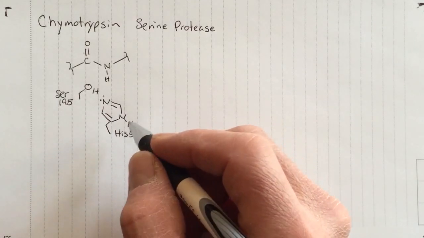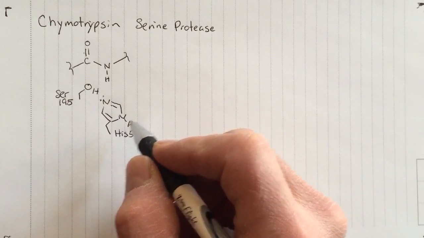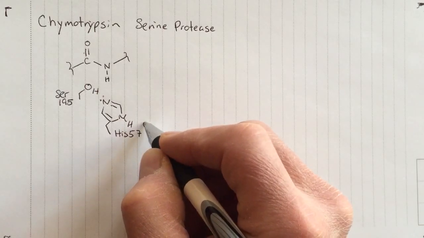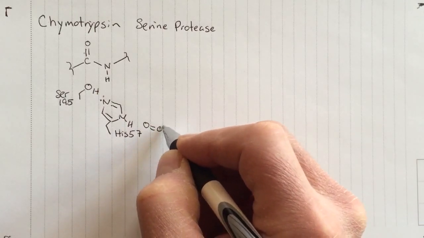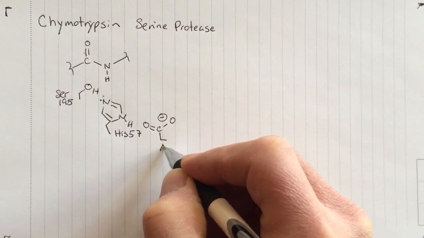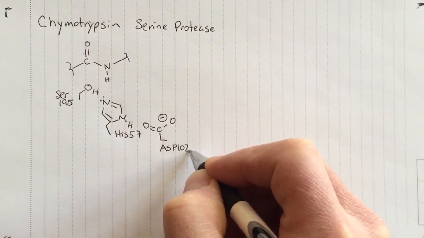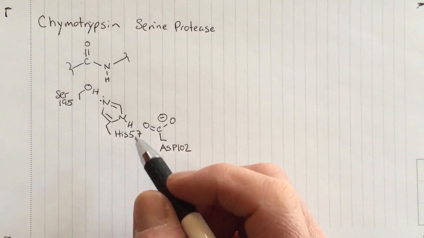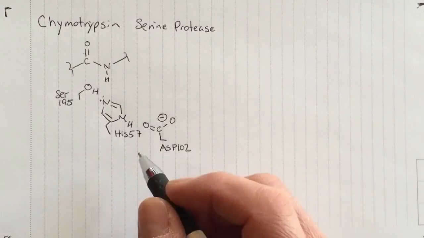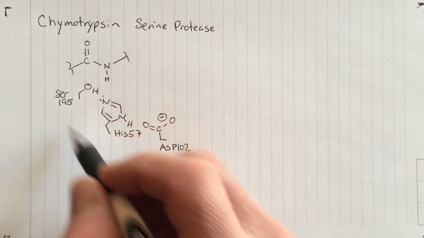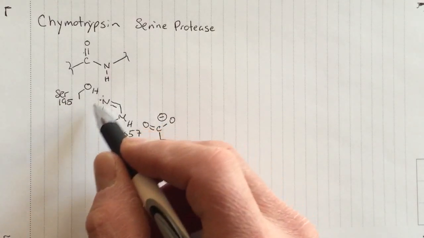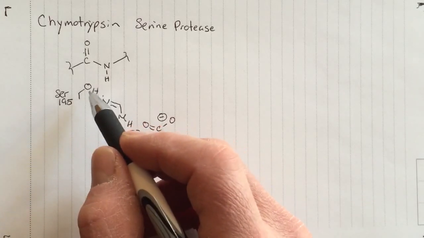It has a pKa that's shifted towards pH 7 by close proximity of an aspartate residue that we'll draw in this one time. That provides a negative charge, and that's aspartate 102. These three residues are called the catalytic triad because they impart chemical reactivity that you wouldn't normally see if these residues were just hanging out in bulk solvent. But in the active site of the enzyme, now you've created a catalytic base close to a potential nucleophile.